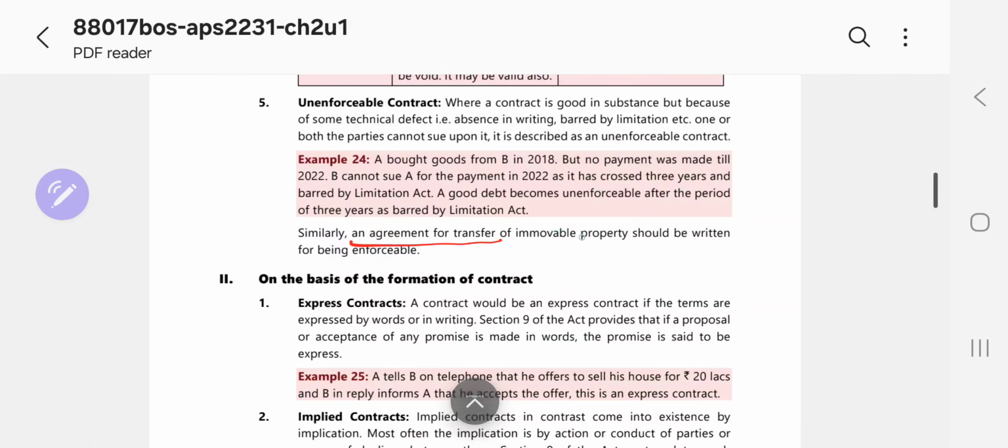Similarly, an agreement for transfer of immovable property should be written to be enforceable. As per statutory requirement, any transfer of immovable property should contain a proper written agreement or written contract. If a written contract is absent, then that is called an unenforceable contract. That is not legally binding, or not legally enforceable.